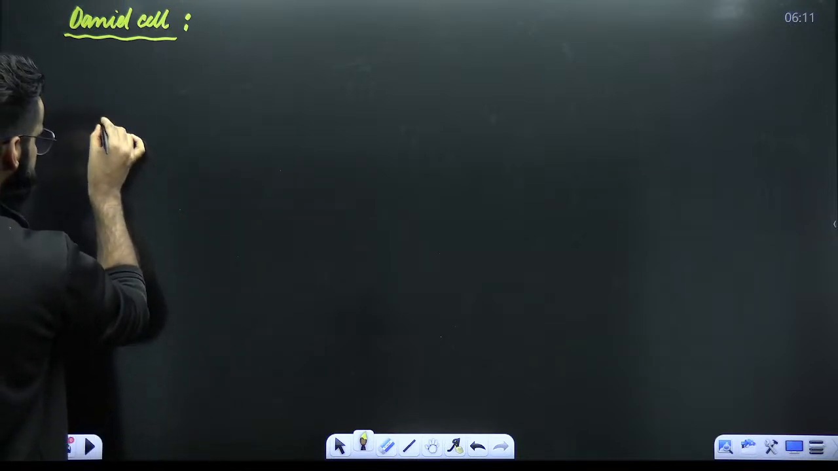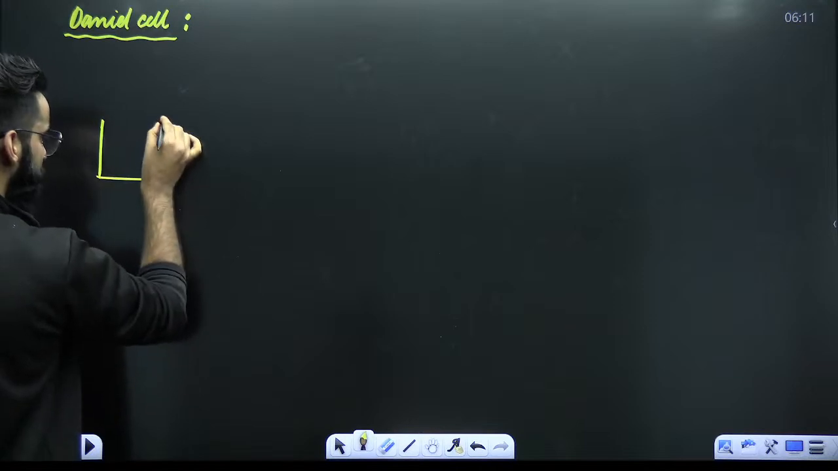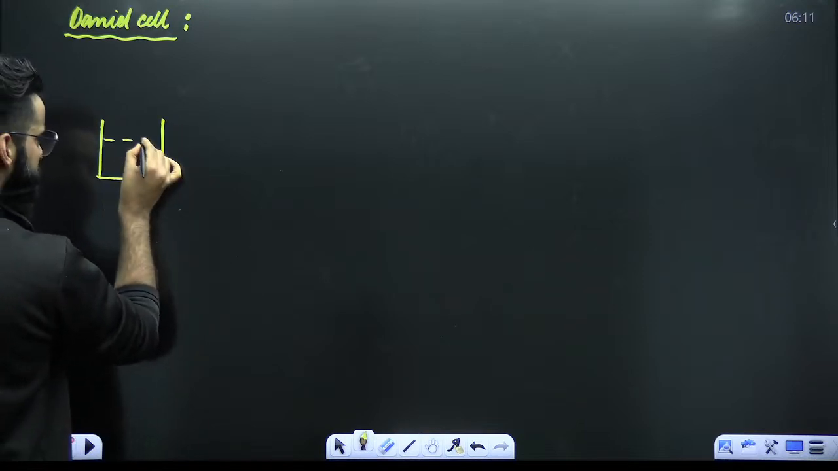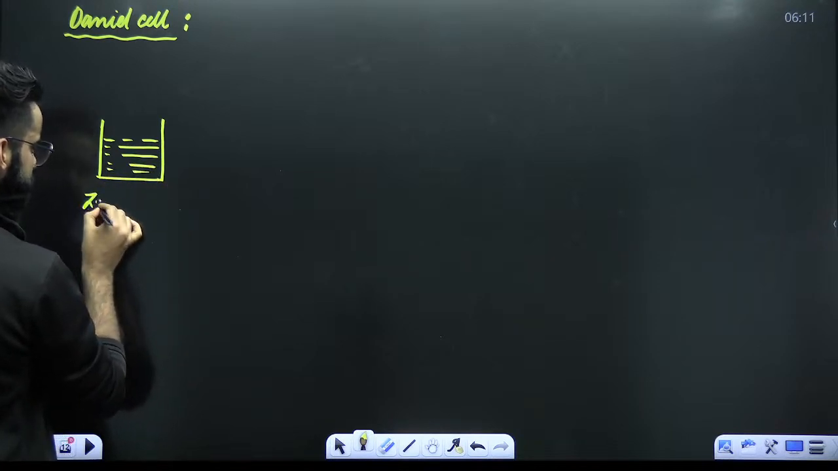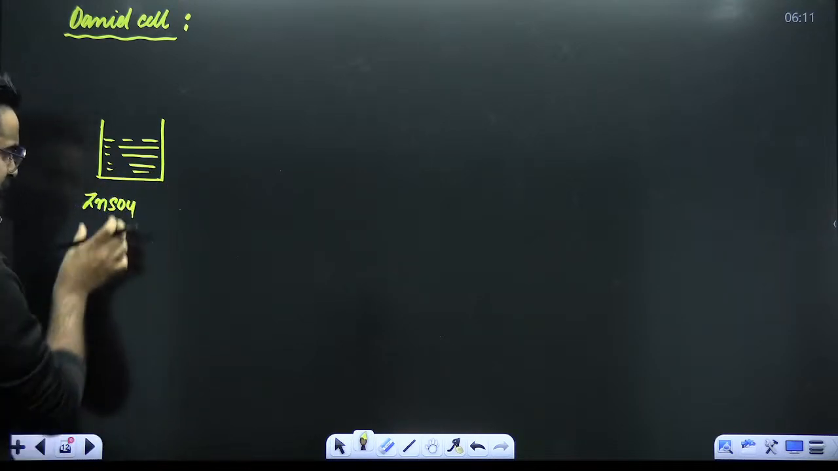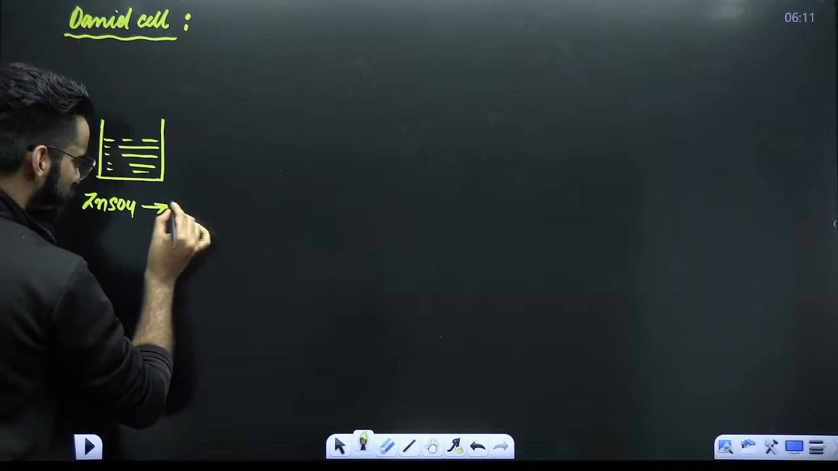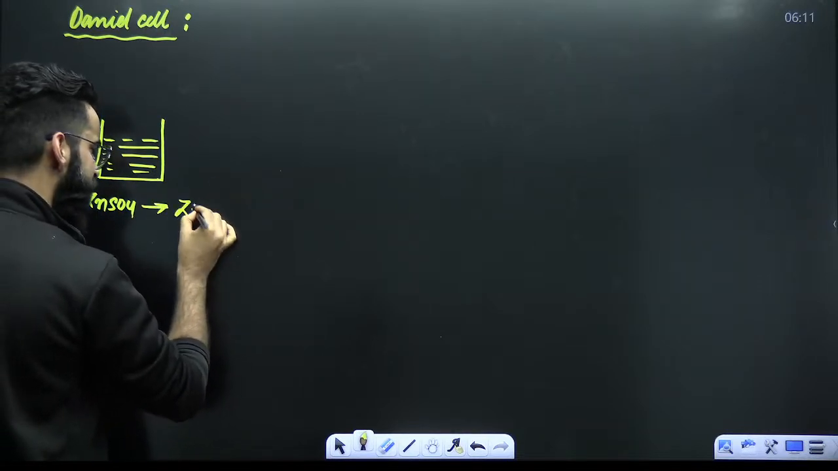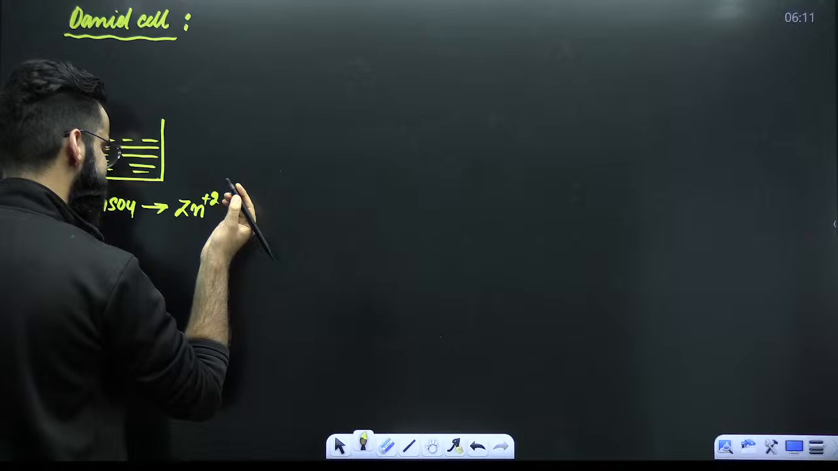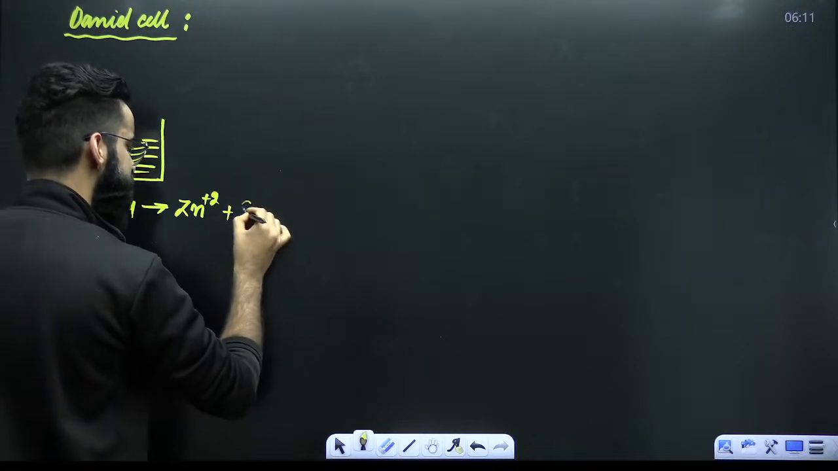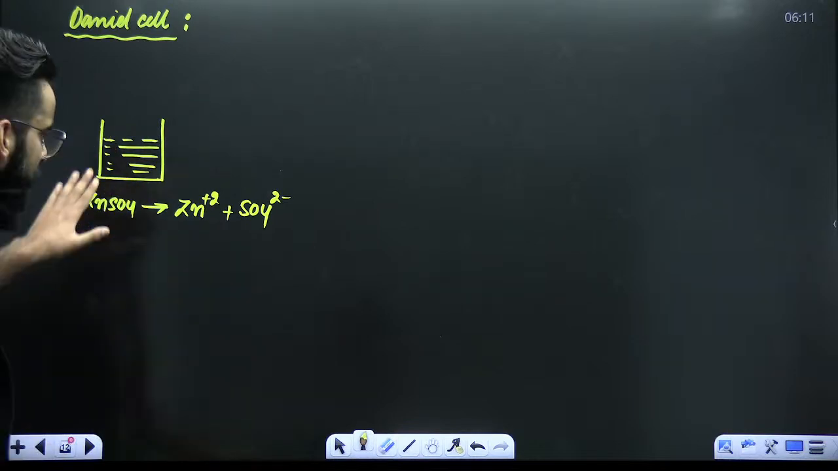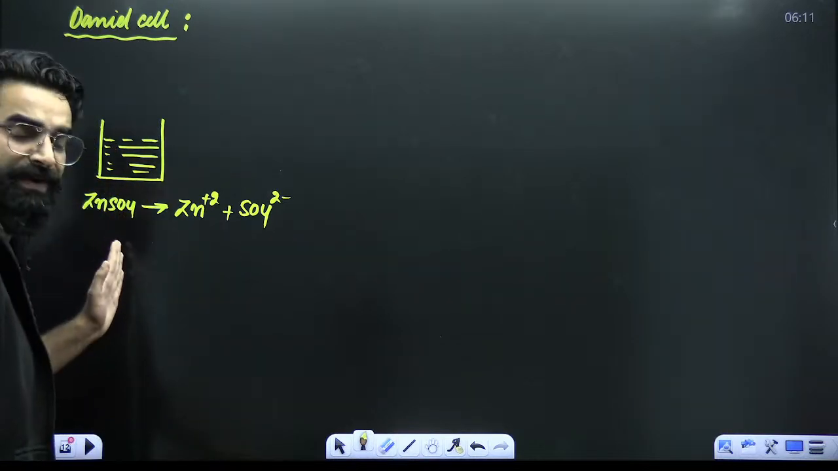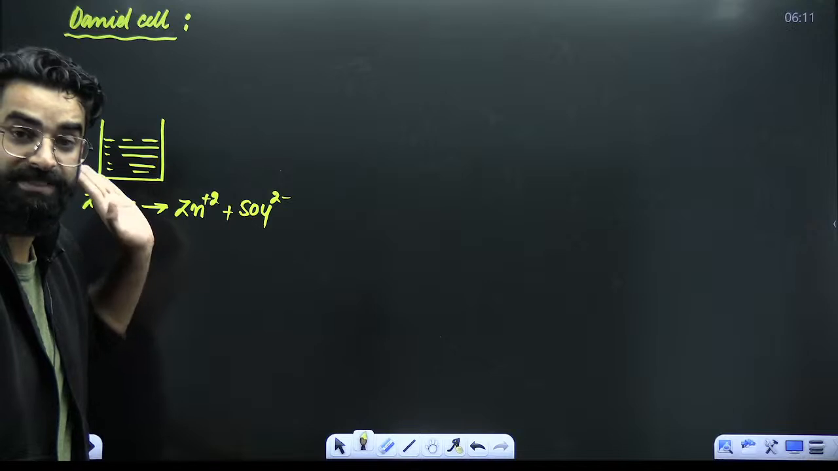For example, my dear students, this is the container which I have taken. And in this particular container, let's say I have taken zinc sulfate. The zinc sulfate, let's assume, has got completely dissociated into its ions. And its ions are Zn2+ aqueous plus SO4 2-. So in the container, I have taken zinc sulfate, and it has got completely dissociated into its ions.